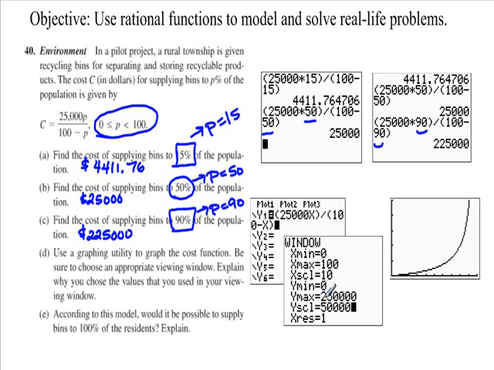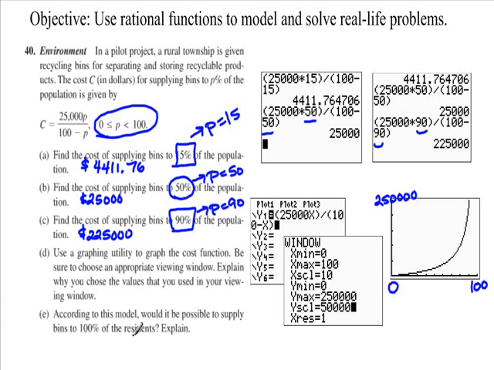Now the y min and y max, it wouldn't make sense to have a cost of $0, right? And then the y max, well, I just knew going through these three problems that I got up to 225,000 for 90%. So that's why I chose something slightly larger than that, which was 250,000. And I chose a y scale of 50,000. So my x-axis is going from 0 to 100, and my y-axis is going from 0 to 250,000. And there is a graph that you see in that particular part of the window.